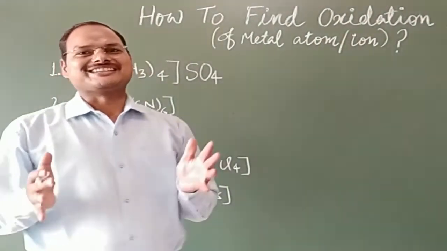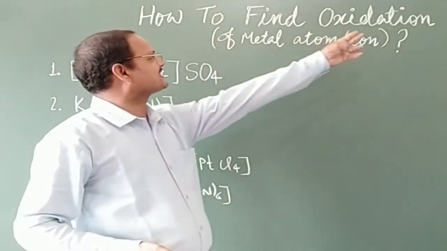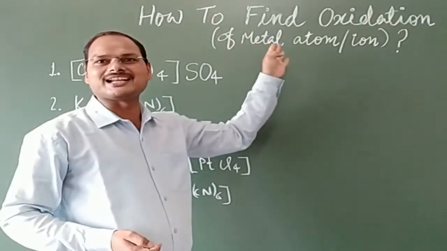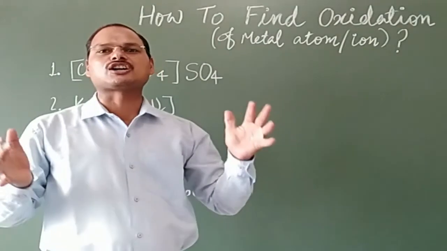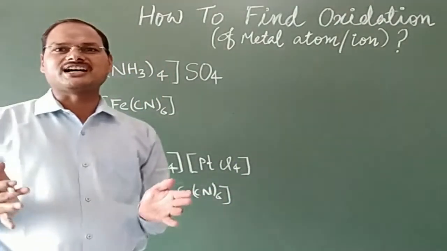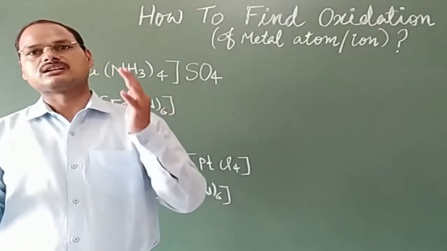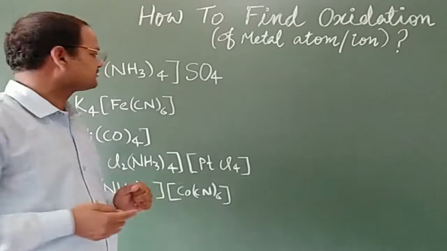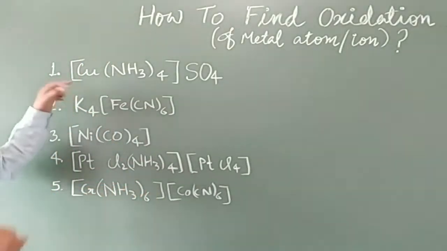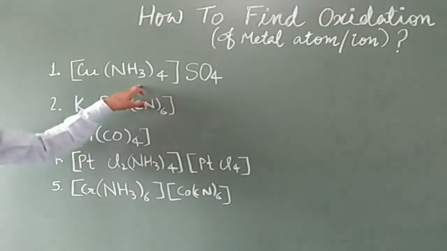Students, in this video I am going to explain how to find the oxidation state of the central metal atom or ion in coordination compounds. With the help of 5 examples, I am going to explain each type of compound and their oxidation state. Let's see, in this case, the first example is: what will be the name of this compound?